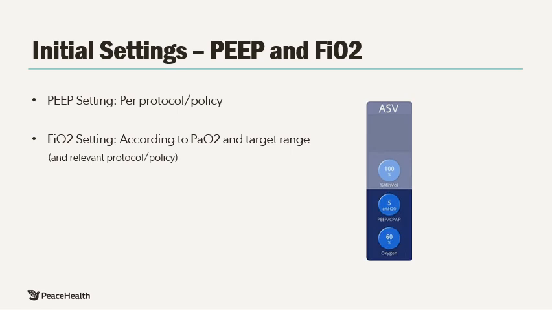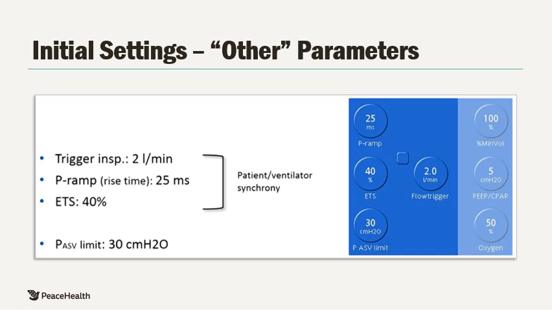PEEP and FiO2 in ASV is no different than any other mode. Set these according to objective patient data, our facility's protocol, and your own clinical judgment. These other settings will help ensure patient synchrony, especially in spontaneously breathing patients. These settings are standard synchrony settings that allow you, as a caregiver, to individualize ventilation further. Begin with the default settings for the patient population and adjust based on patient's response and analyzation of waveforms.